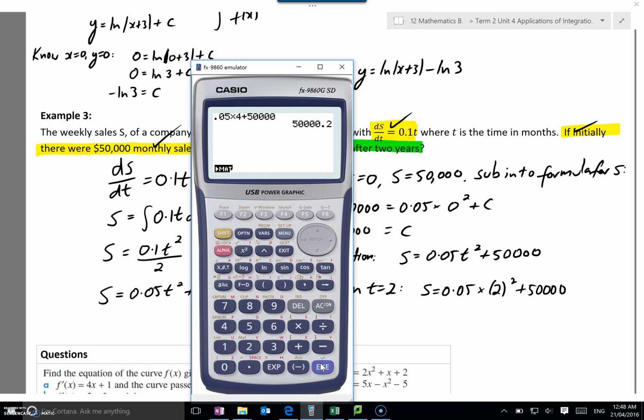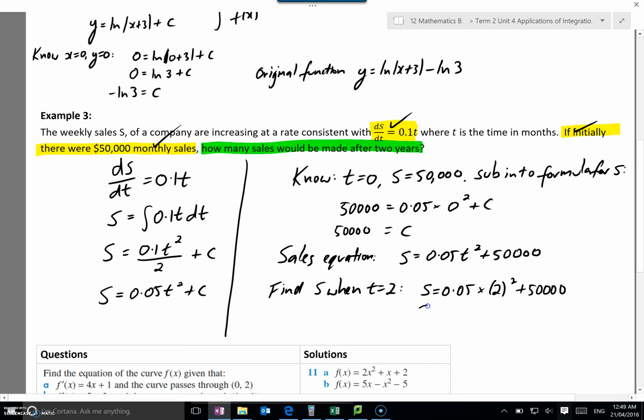Okay, 50,002 and 20 cents. So it doesn't seem to be increasing very rapidly after 2 years. I made a mistake here, obviously. After 2 years, where's the mistake I made?